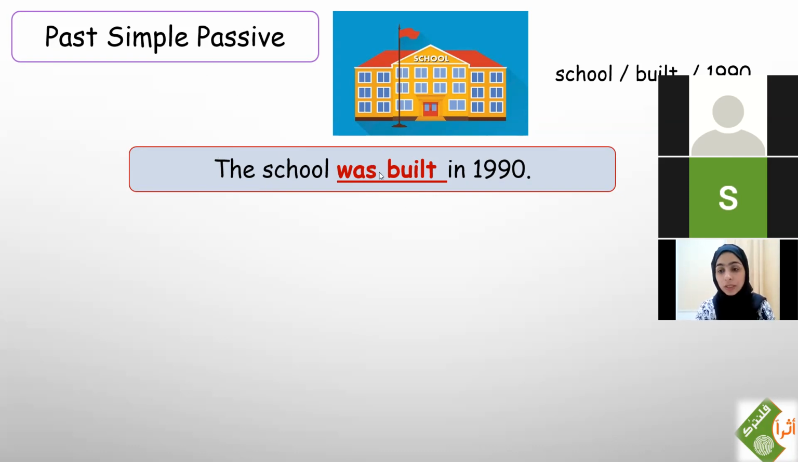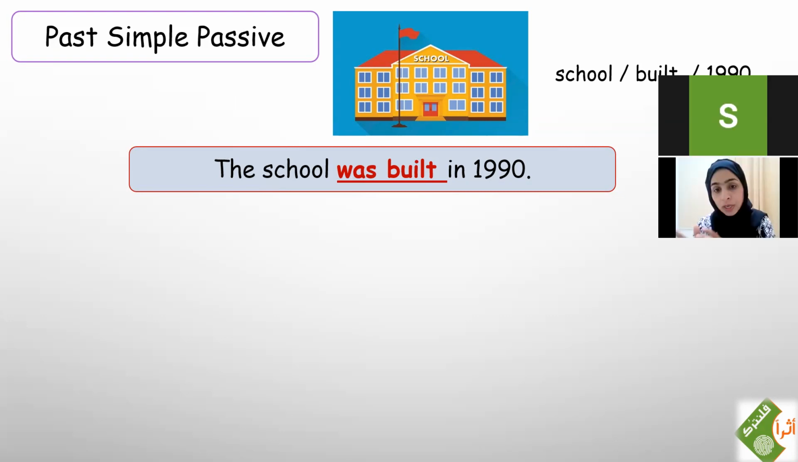This is the passive. Passive means that I don't know who built it, or it's not important for me. The most important thing is that there is a school there. The thing is more important than who. So this is the passive. We have two verbs. Was, past simple. We have was or were, and then past participle. Okay, so those two verbs will tell us about the passive.